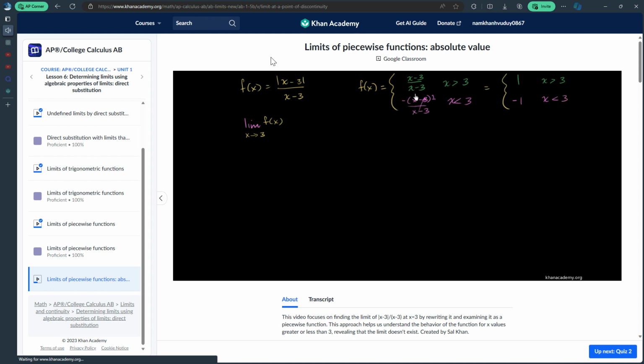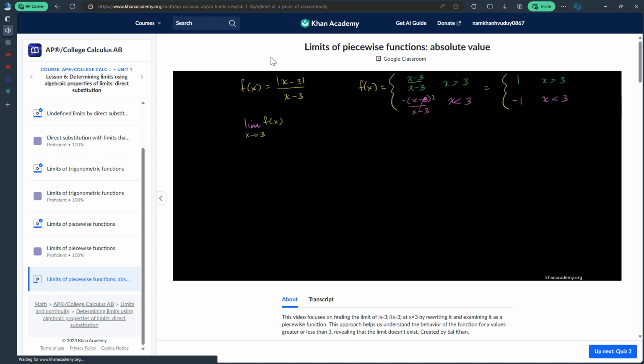I encourage you, if you don't believe what I just said, try it out with some numbers. Try out 3.1, 3.001, 3.5, 4, 7, any number greater than 3, you're going to get 1. You're going to get the same thing divided by the same thing. And try values for x less than 3. You're going to get negative 1 no matter what you try.